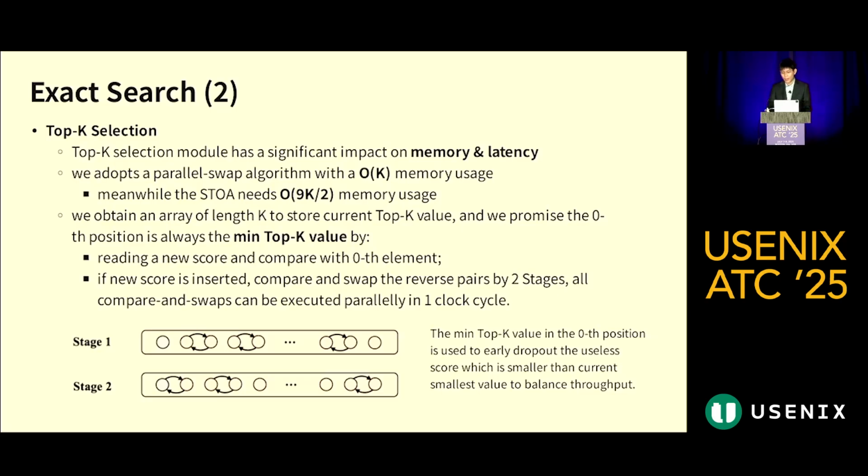SNARY also adds an early dropout mechanism. That is, SNARY discards scores that are smaller than the current minimum. As a result, the top K operation is no longer a bottleneck.